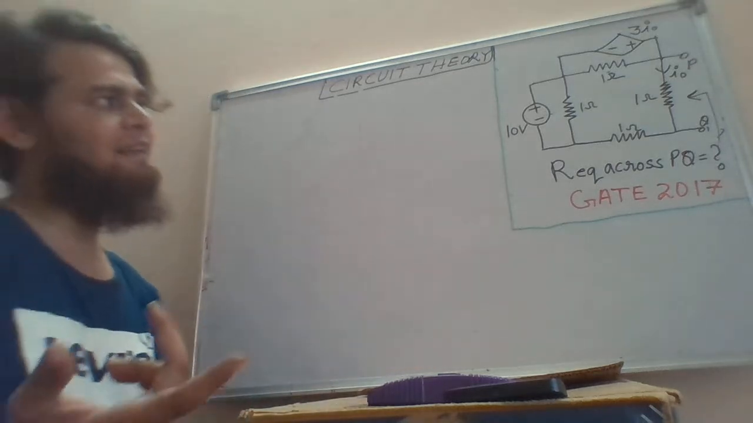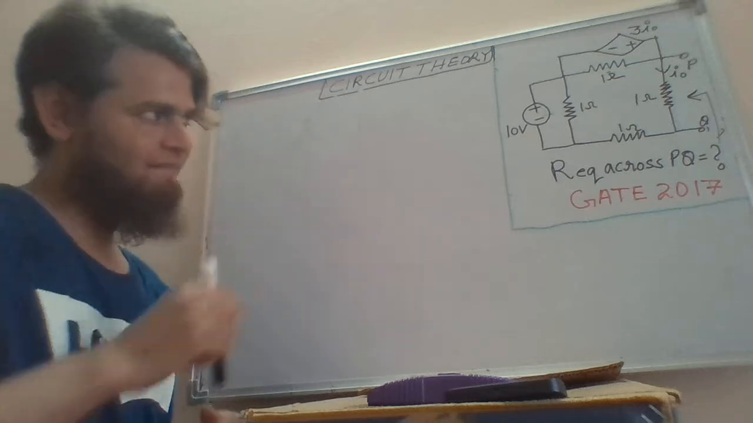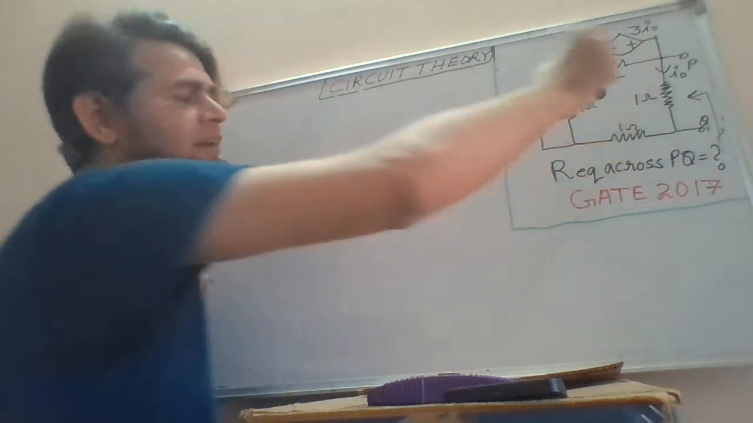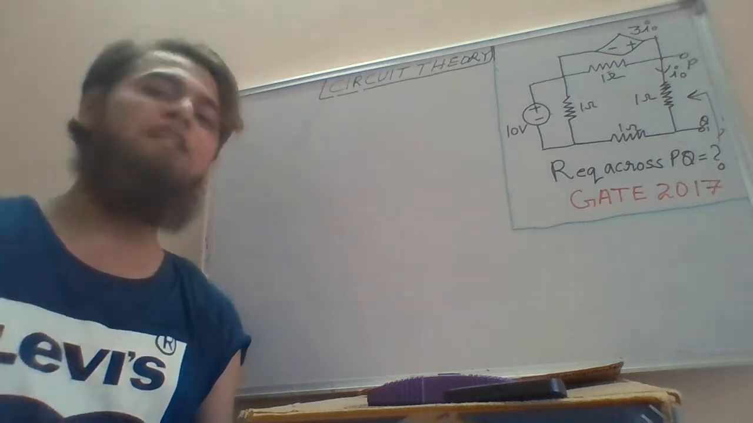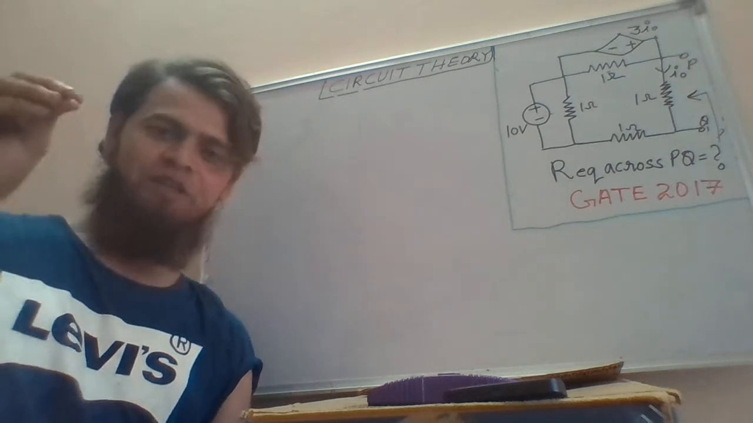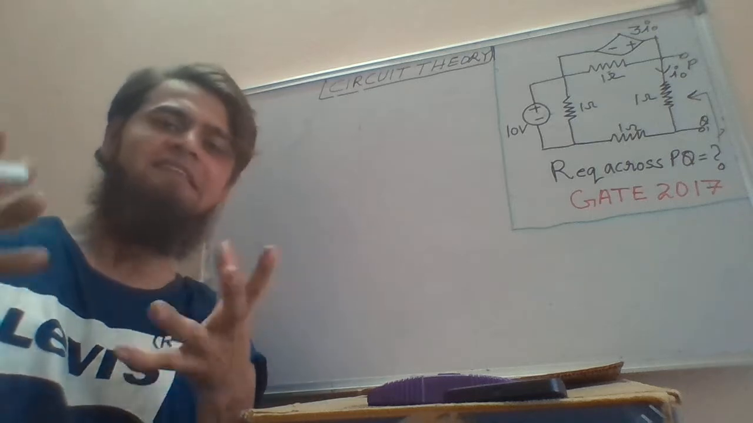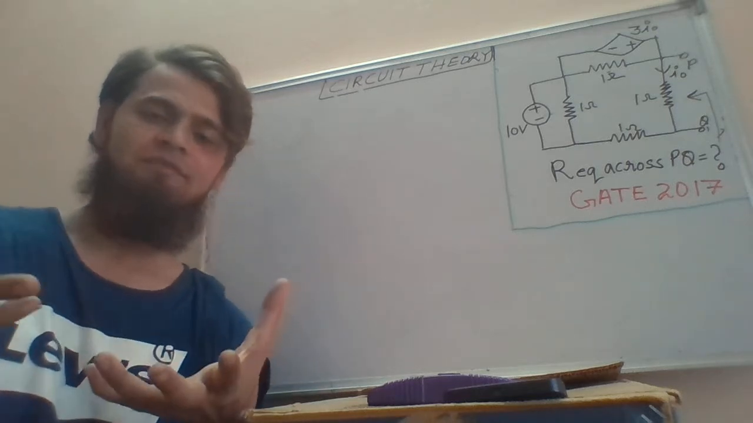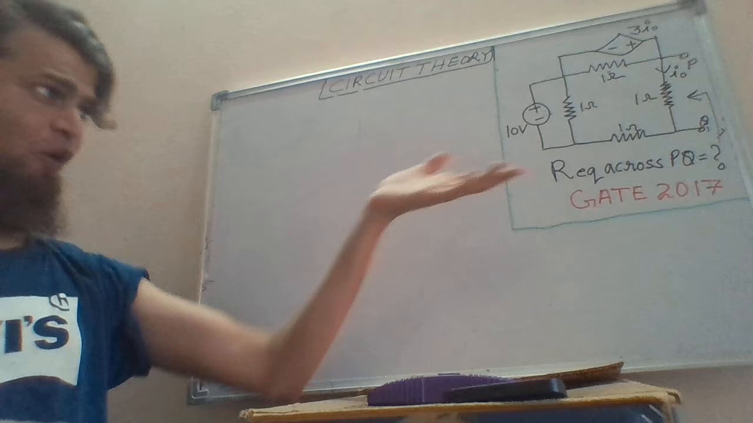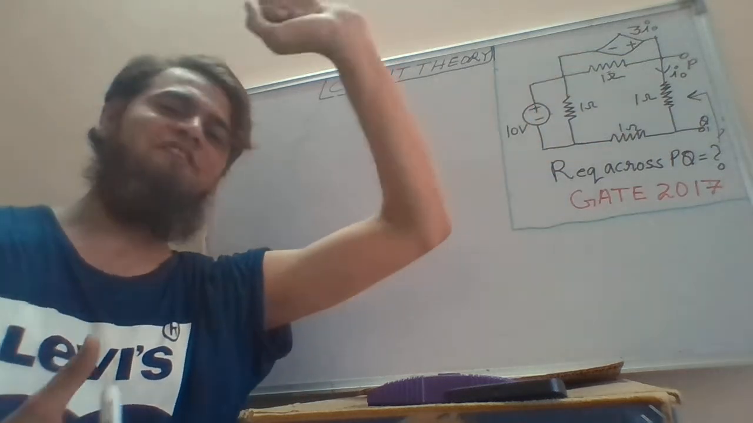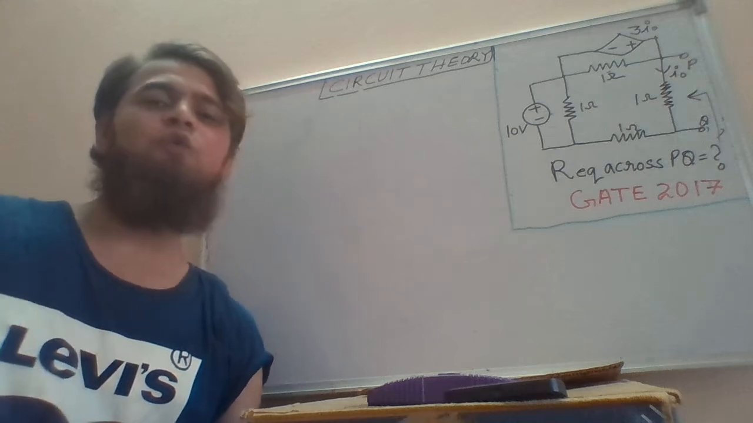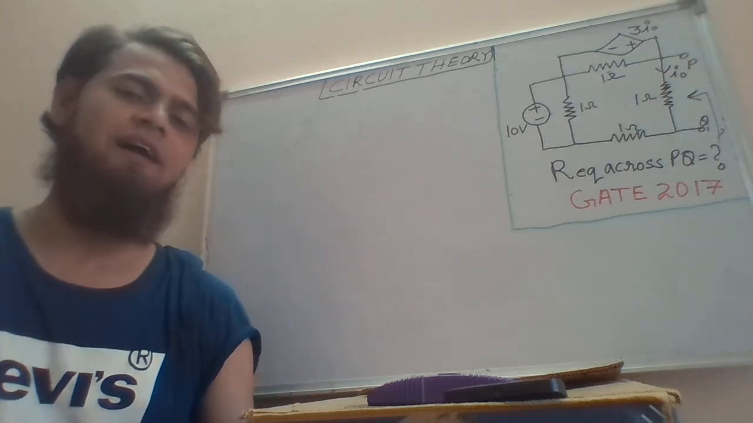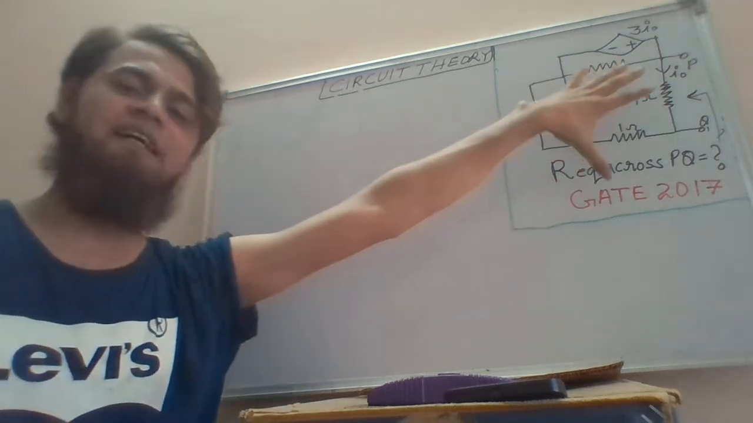So it's like you're standing here and looking at the circuit from the terminals P and Q, and you have to tell what is the resistance that you look when you stand across the terminals P and Q. What is the resistance seen by you? In other words, what is the equivalent resistance of this circuit?